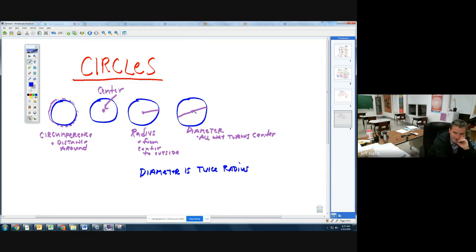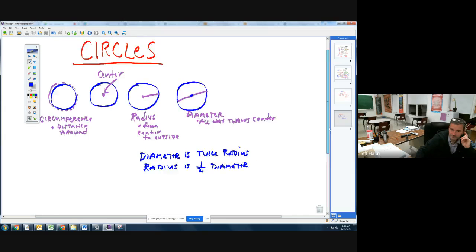It's 2 times the radius because as you see, a radius starts here and goes out. Well, you've got 2 of those, one on either side of it. Or we could also say, how does the radius compare to the diameter? The radius is 1/2 of the diameter. So if you know one, you certainly can figure out the other.